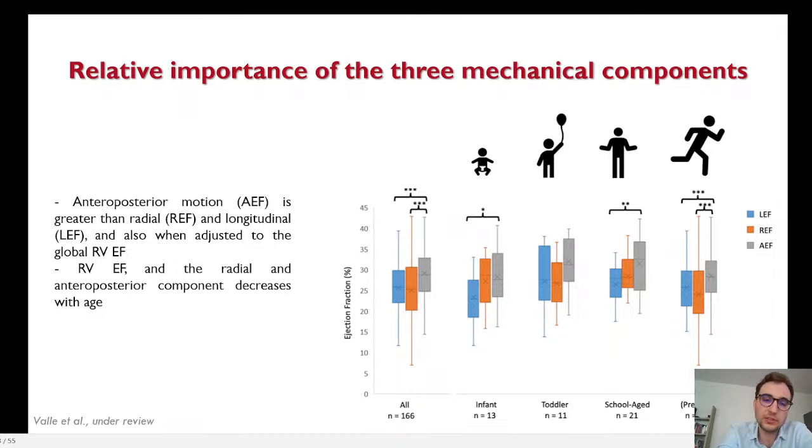So the absolute values and the relative contribution of these anterior-posterior motion components is higher in children compared to the other two motion components. And actually, right ventricular ejection fraction and also the radial and the anterior-posterior motion components decrease with aging, and the longitudinal motion, the absolute and the relative contribution of that longitudinal motion will be more or less the same. Our study is now actually under review. Hopefully we can publish it soon, and it will be freely available for everyone.